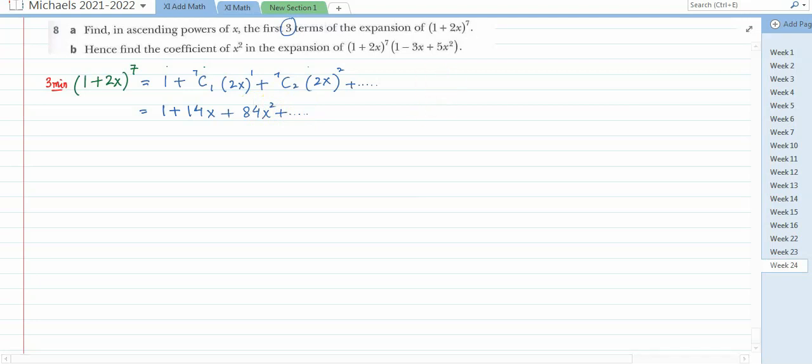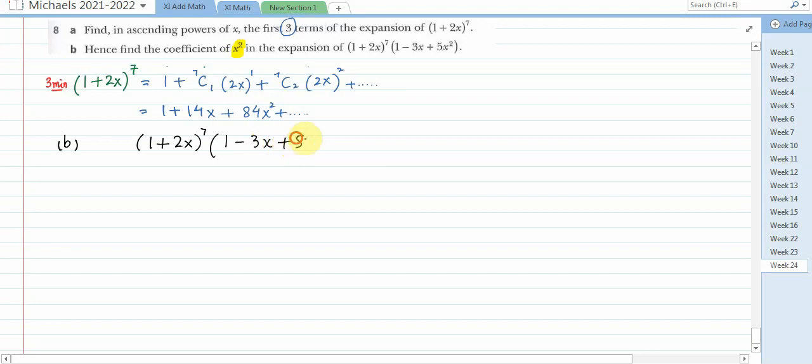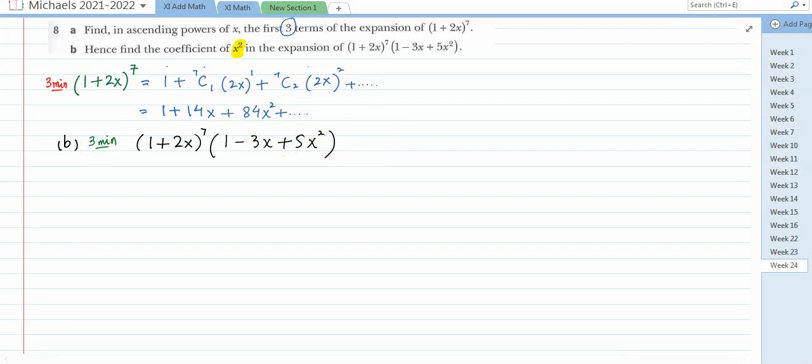Alright, after the first part, in part B, hence find the coefficient of x square in the expansion of (1 + 2x)^7 times (1 - 3x + 5x square). So you need to identify those terms that multiplied together give you the coefficient of x square. First you need to give it a try by yourself, because that is the same type of question we have done previously. You have a time of 3 minutes to begin.